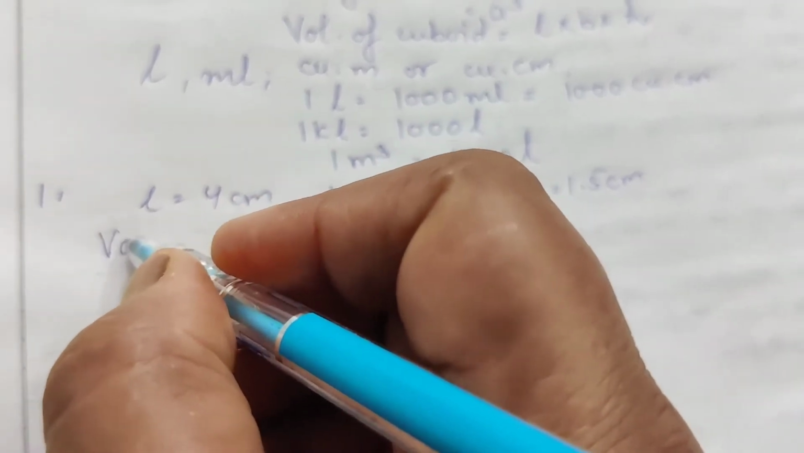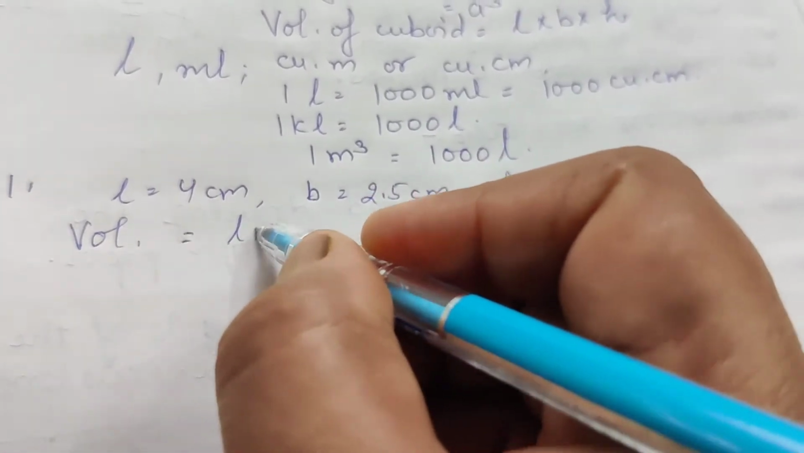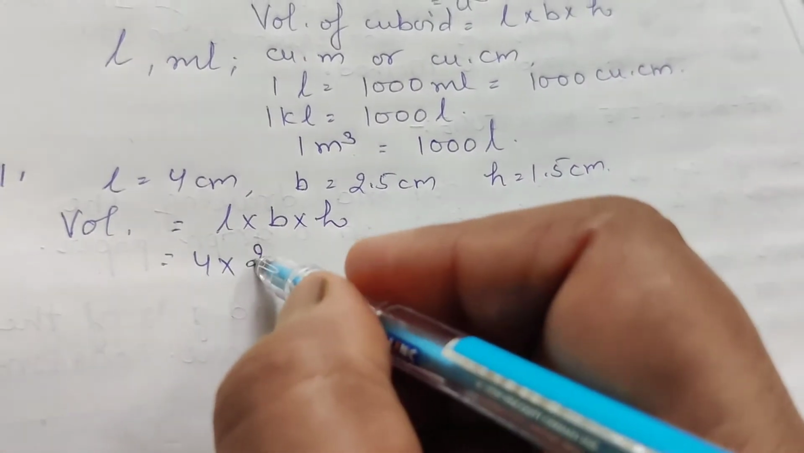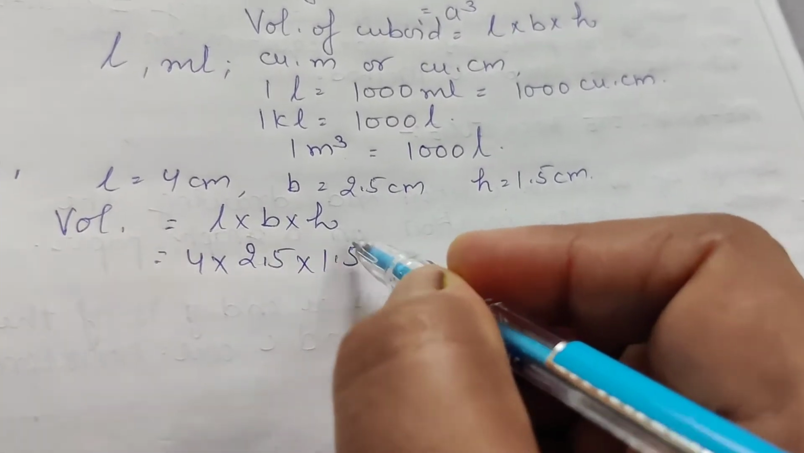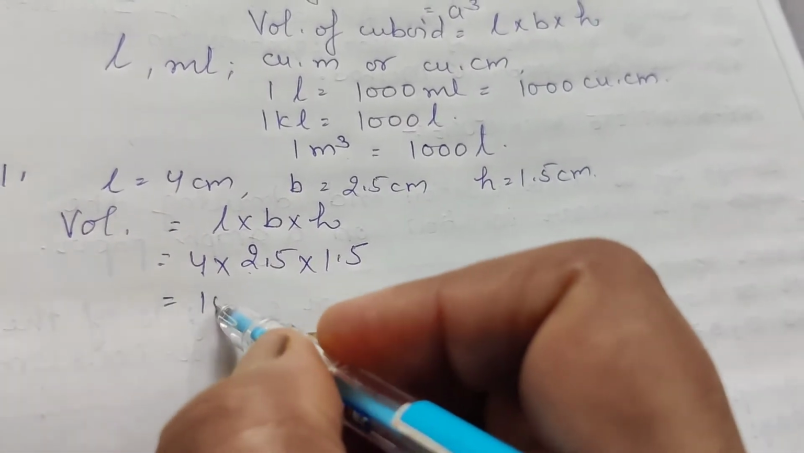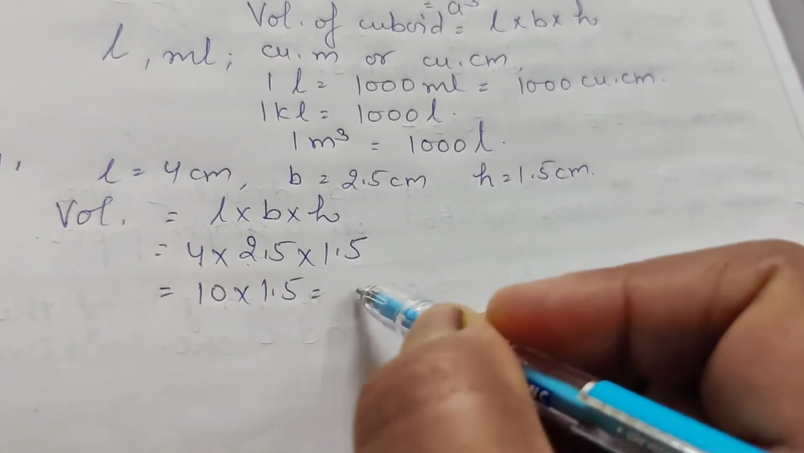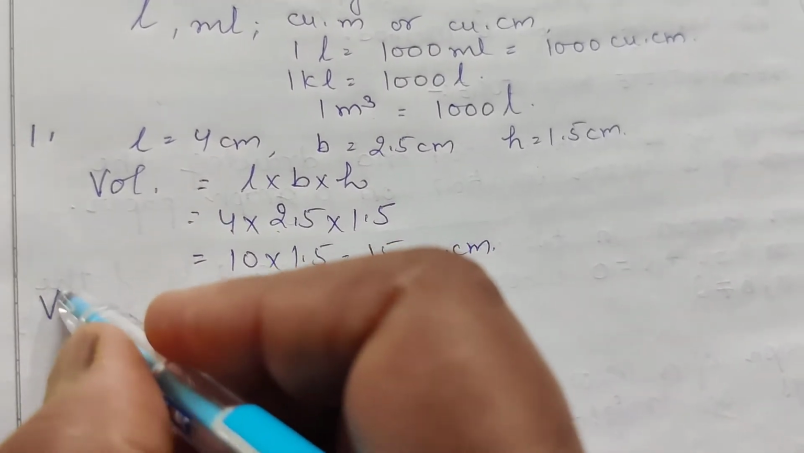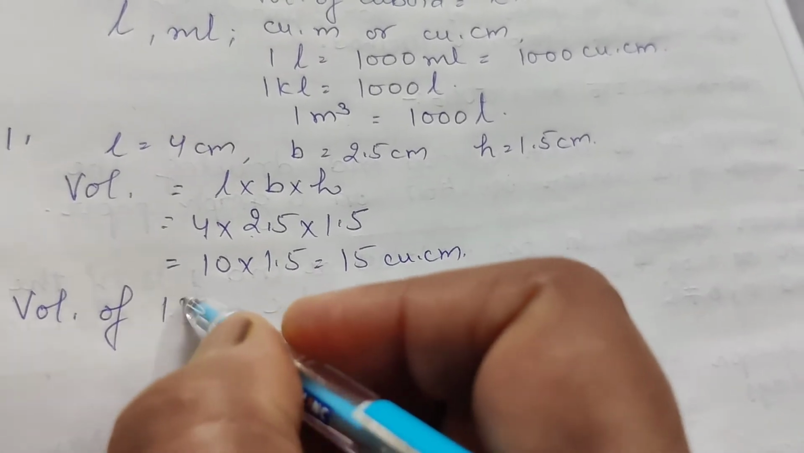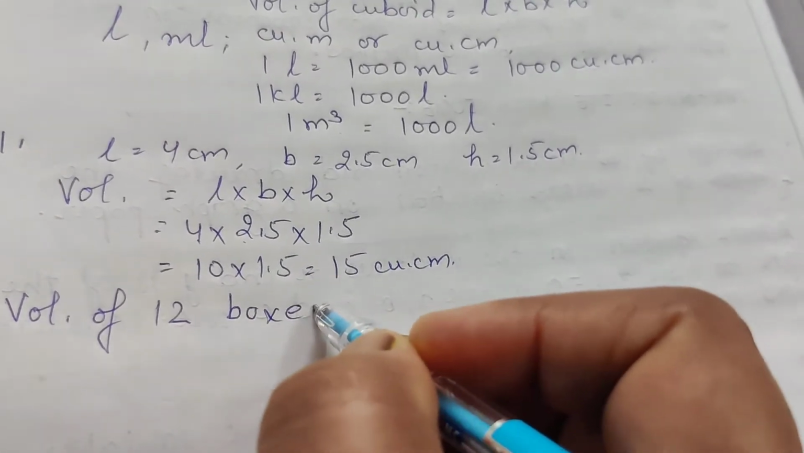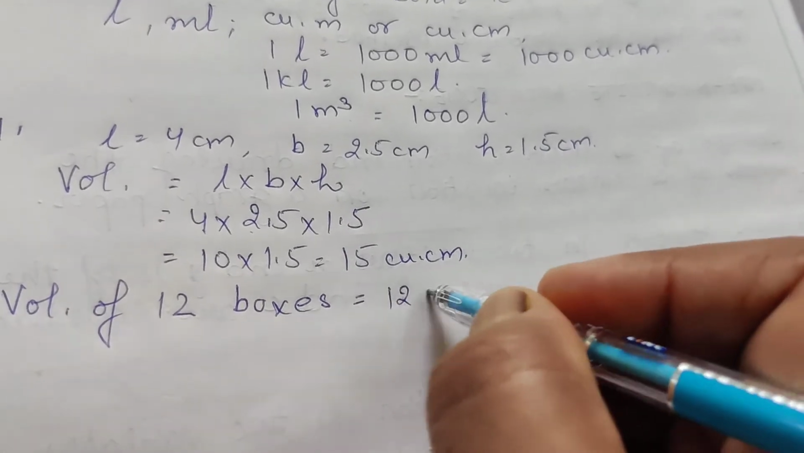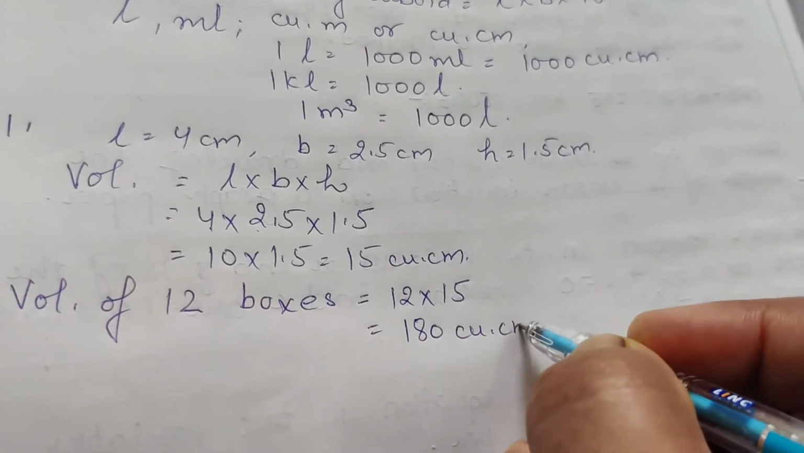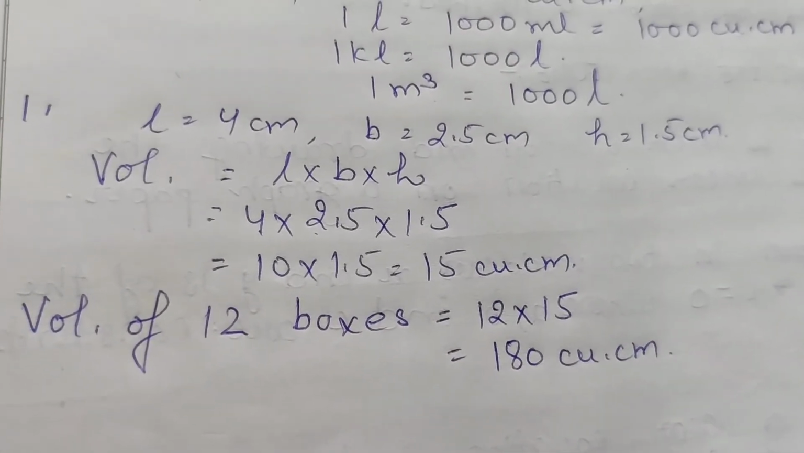Now the volume of one box is length into breadth into height. It means 4 into 2.5 into 1.5. 4 into 2.5 equals 10, into 1.5 means 15 cubic centimeter. Now the volume of 12 boxes: volume of 12 matchboxes is 12 into 15, which is 180 cubic centimeter. Very easy question.